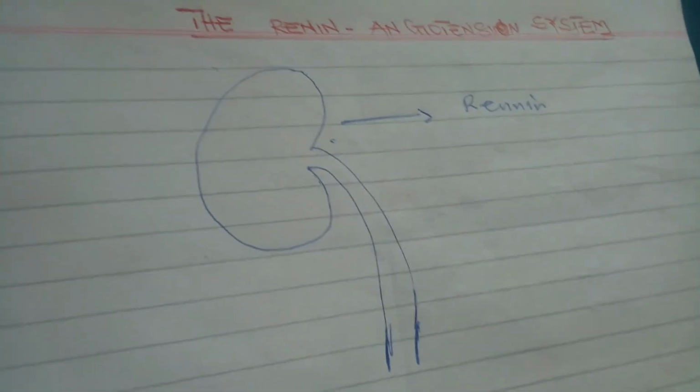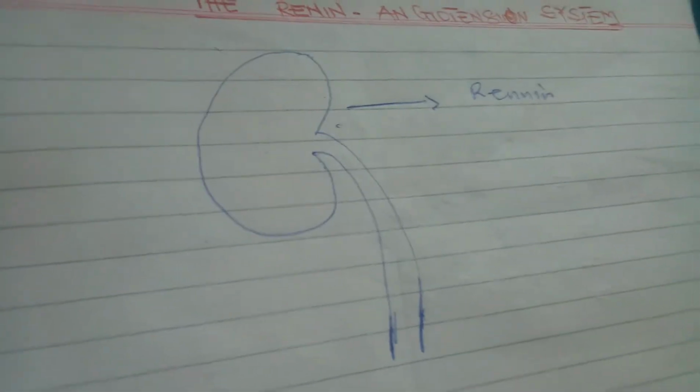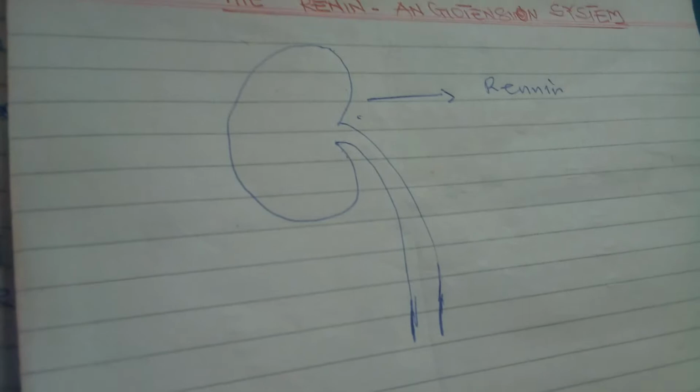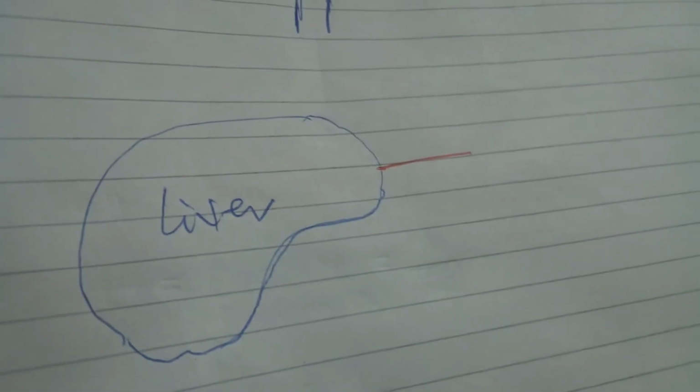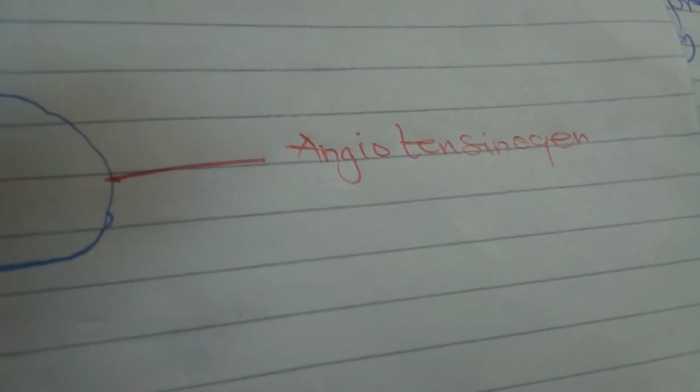Now, when renin is produced and circulating in the blood, the liver also produces a protein. So let us assume this is the liver. The liver also produces a protein we call angiotensinogen. Now the angiotensinogen produced by the liver is inactive. When we say something is inactive, it means that it circulates in the blood doing nothing.